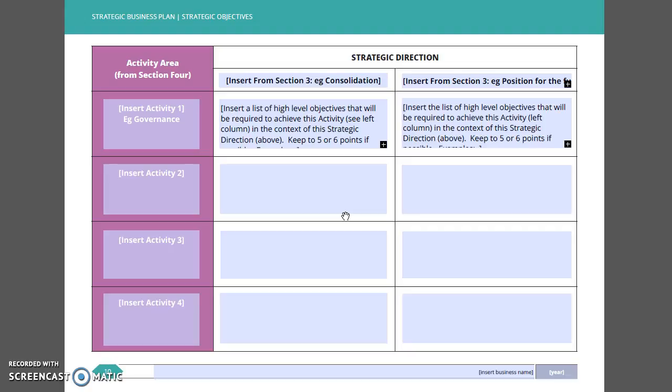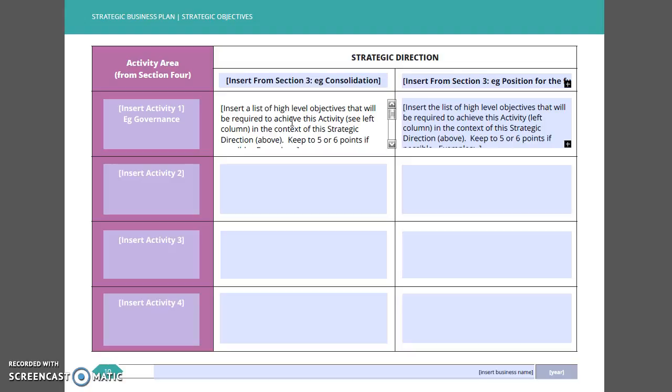So again, I've put this template together. What you can do here is just put those 4 pillars down the side here. Remember, we had governance, I had events, partnerships, products and services. Then across the top, we have our 2 strategic objectives. One was consolidation of what we already do, and the other was position for the future. And then here you put in some higher level objectives.